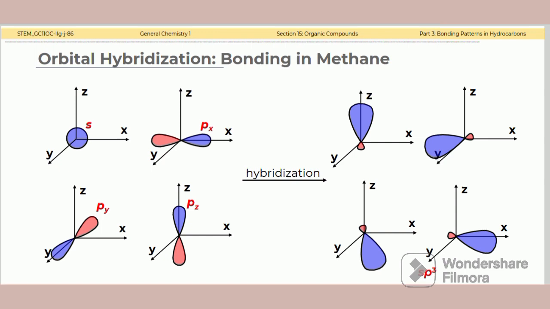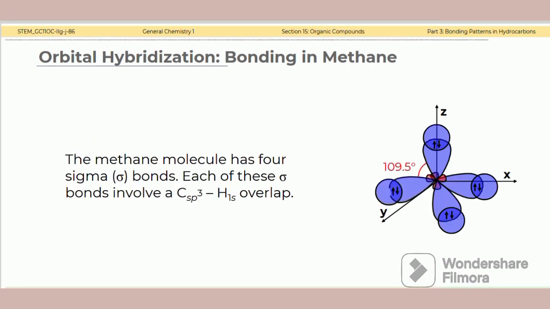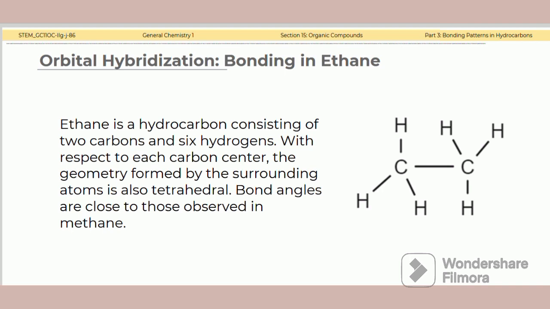This illustration shows the shapes of s and p orbitals, as well as the shapes of the resulting sp3 hybrid orbitals. The methane molecule has 4 sigma bonds. Each of these sigma bonds involves an overlap of an sp3 orbital of carbon and the 1s orbital of hydrogen. Let us proceed to the orbital hybridization of bonding in ethane.